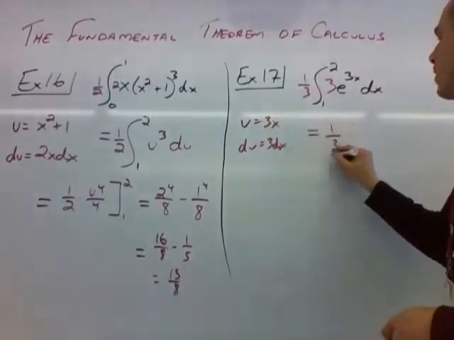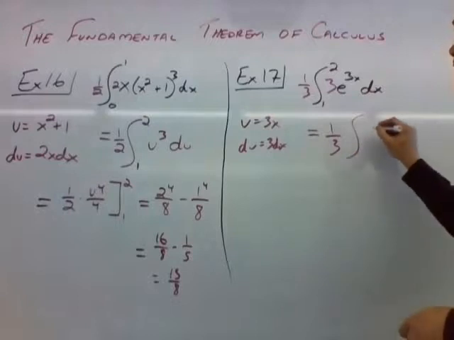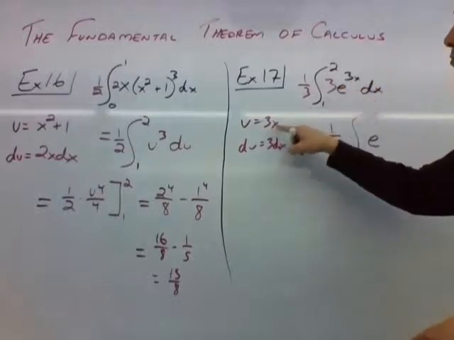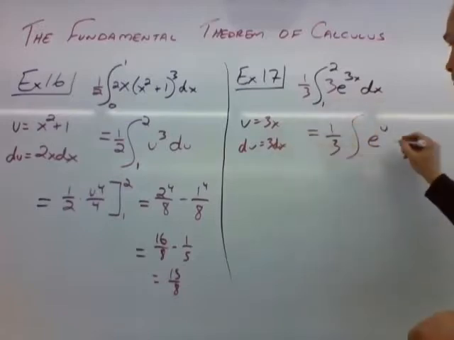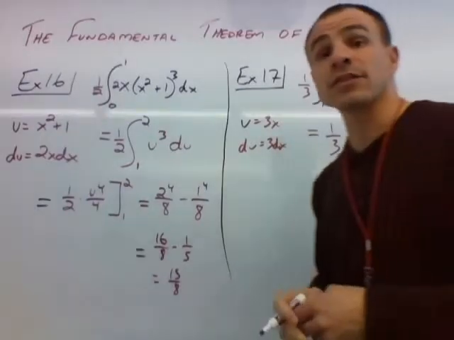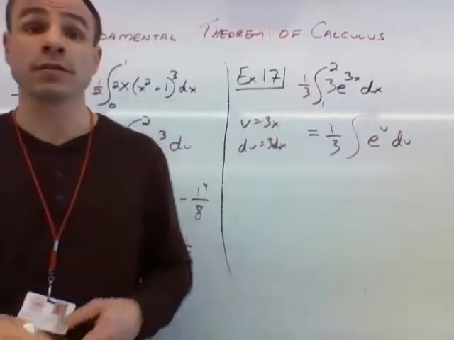Making our changeover, we have 1/3 times the integral of e, and then 3x is replaced by u, and the 3 dx is replaced by du. So we have e to the u du. That's a nice, easy antiderivative to take.